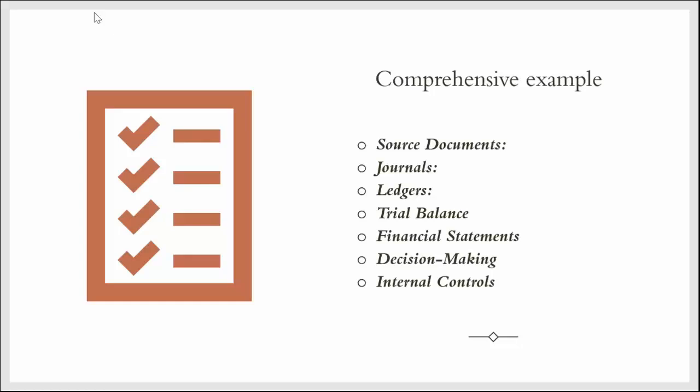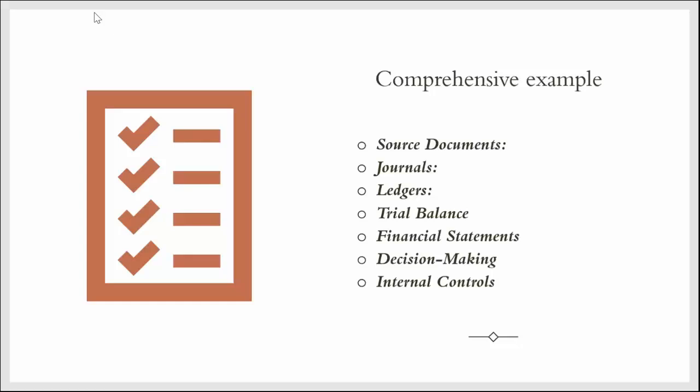1. Source documents. Elegant Dresses receives supplier invoices for new stock and issues sales receipts to customers. 2. Journals. The bookkeeper records all sales in the sales journal and all inventory purchases in the purchases journal. 3. Ledgers. The transactions are posted from the journals to the general ledger, which summarizes all financial activities.